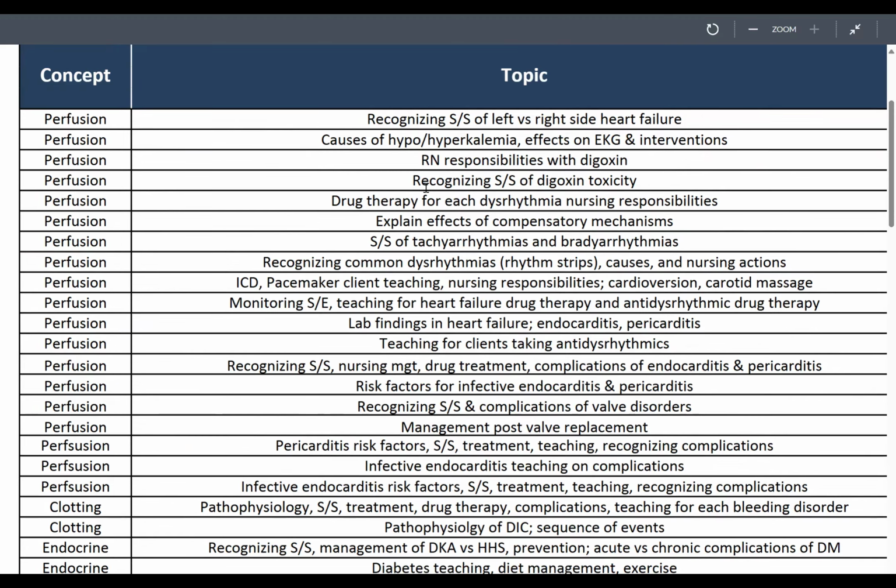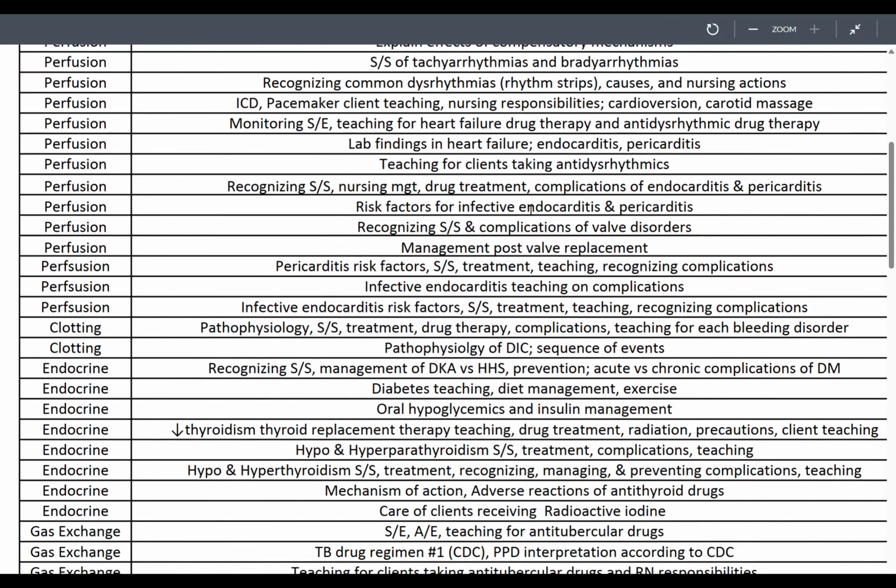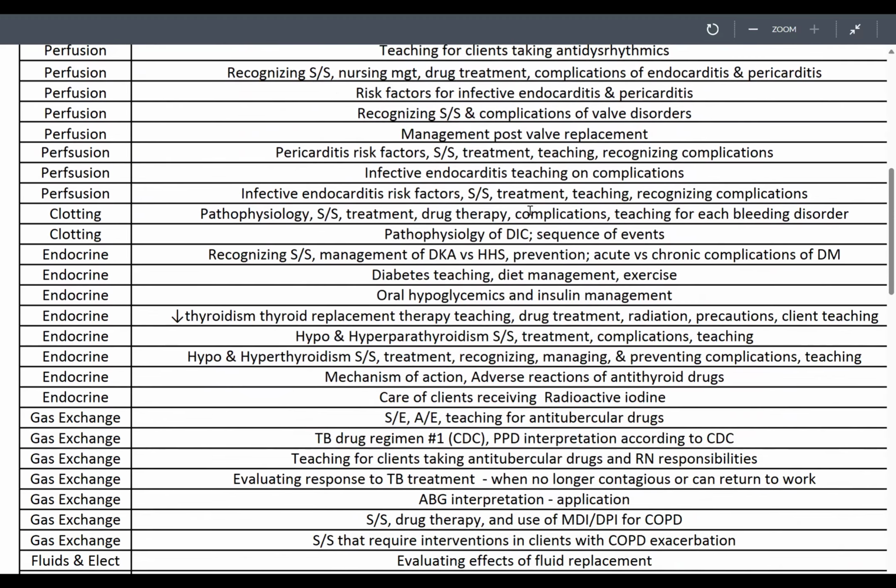Then we have dosage. Is there dosage? One, maybe two. Okay, I can live with that.